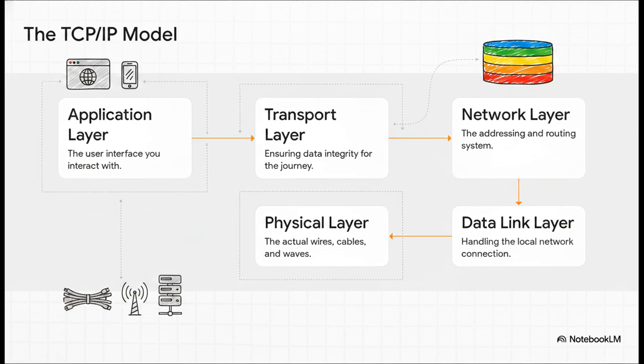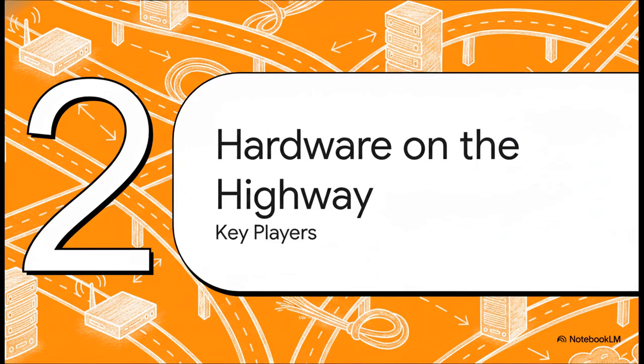Now here's the absolutely crucial part. Each layer only talks to the one directly above it or directly below it. This division of labor is the secret sauce. It's what makes the entire system work without just collapsing into total chaos. Now, this layered blueprint isn't just some abstract idea. It's brought to life by actual physical hardware. So let's meet the key players, the traffic controllers and the road workers on our digital highway.